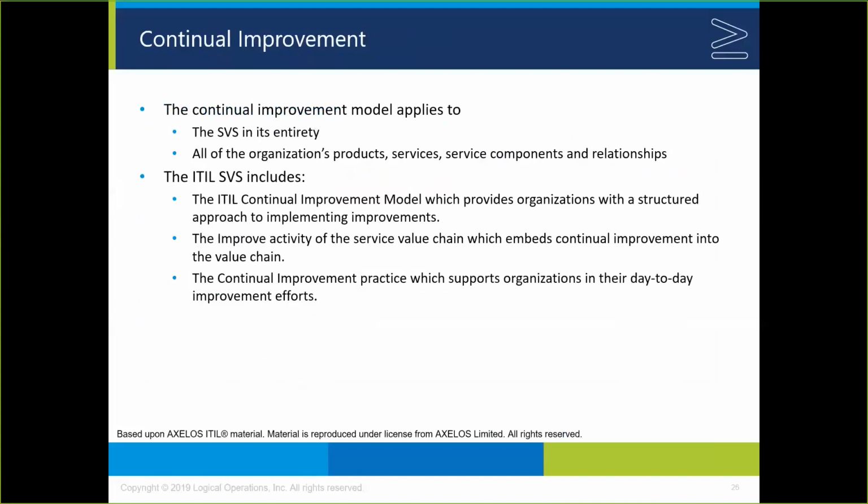Okay, at this point, we kind of shift to a high-level conversation about continual improvement. So continual improvement shows up in lots of different ways in the ITIL 4 framework. It's incorporated in the continual improvement model, which is really the replacement for the CSI model or approach. It shows up in the value chain as a fundamental activity, the improve activity, and it shows up as a specific practice that we want to establish a practice associated with continual improvement in particular.